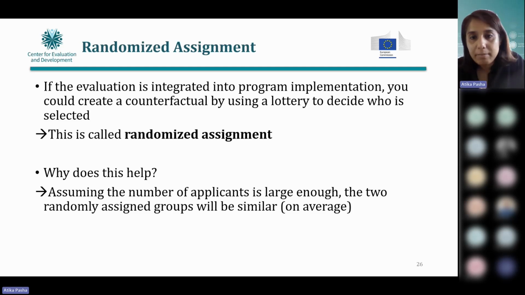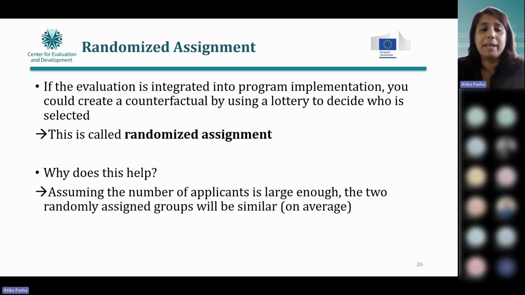So we've randomly, or let's say through lottery, decided who will be selected and who will not be selected into the program. Now, how does this random assignment of individuals into the treatment, or into the program, versus into the control, or not receiving the program, help?